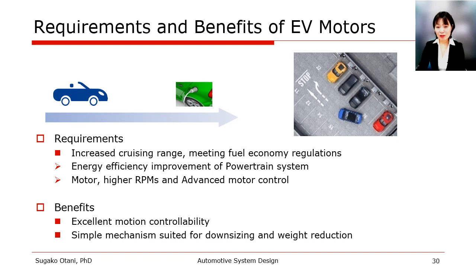However, compared to gasoline-powered vehicles, current battery-powered electric vehicles are still not as user-friendly. Because of the short cruising range, the distance that can be driven on a single full charge of a new battery, which is 500 to 600 km, two-thirds that of gasoline-powered engine. The benefits of EV motors are excellent motion controllability, and the simple mechanism is suitable for downsizing and weight reduction.